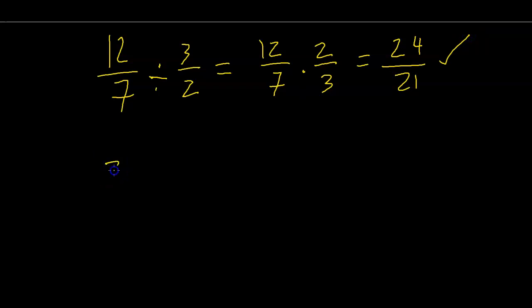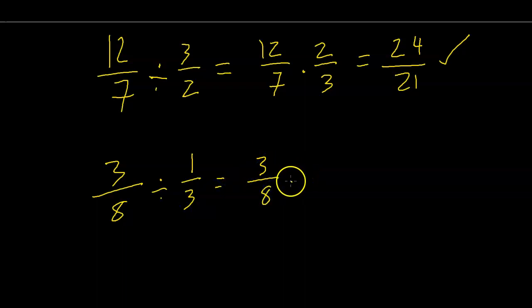What if we had something like 3/8 divided by, let's say, 1/3? 3/8 divided by 1/3. All right, we keep the fraction we start with, 3 over 8, multiply by the reciprocal of the fraction you're dividing by. Reciprocal of 1 over 3 is 3 over 1. All right, multiply across the numerators. 3 times 3 is 9. Multiply across the denominators. 8 times 1 is 8. And there we have our answer.